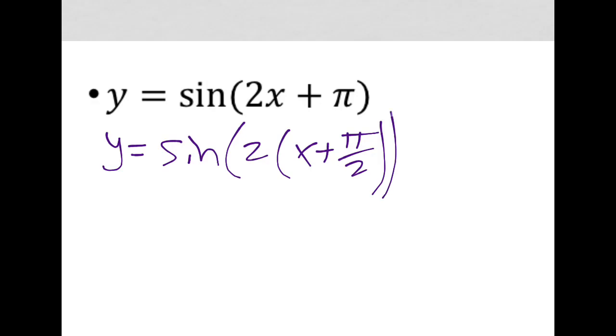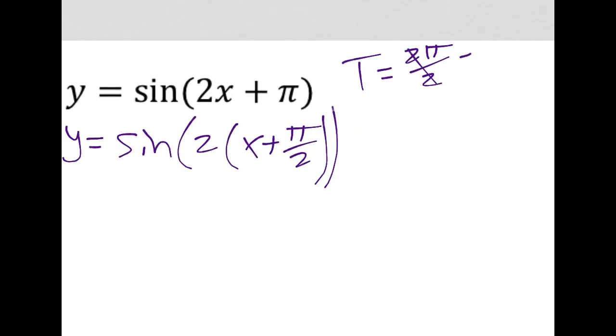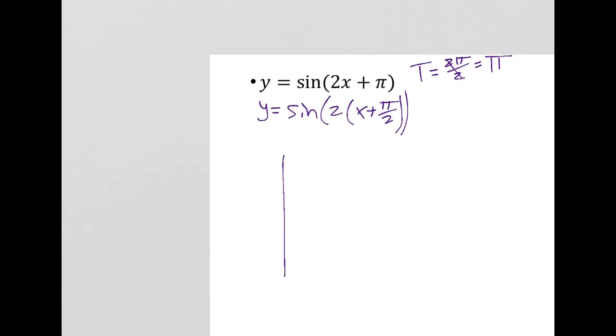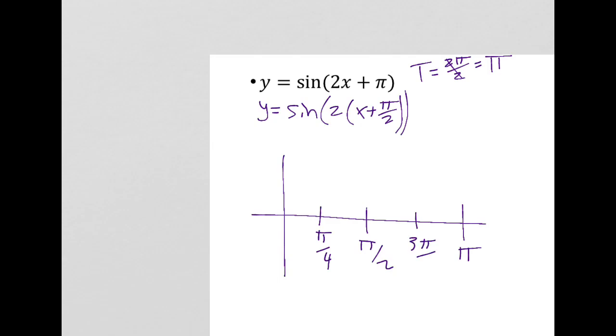Why did we factor it? Well, we factored it because now we can see that our period is going to be our normal 2 pi divided by that coefficient of 2, which gives me pi. So I'm going to start again by splitting everything up and putting my period there. So then that's pi over 2, and that's pi over 4, and that's 3 pi over 4.